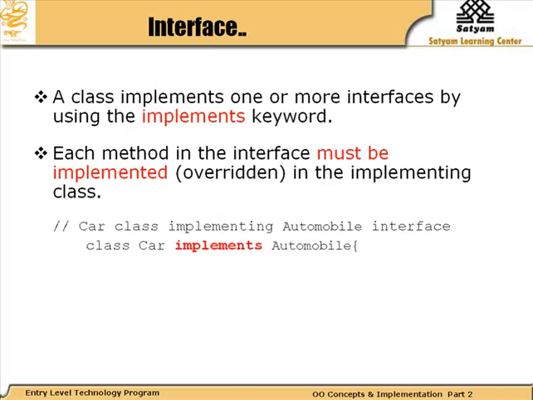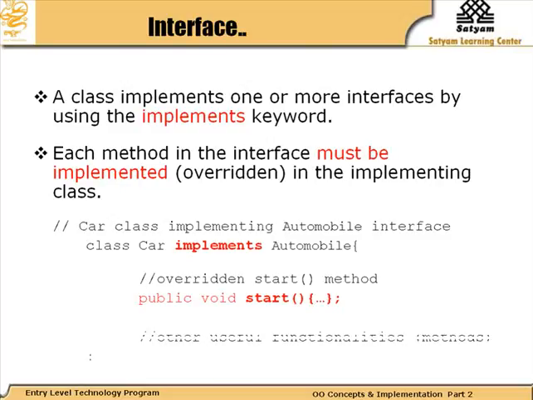Here is an example. Class car implements automobile, which means that class car has to provide the implementation for the start method. The other functionalities of the class car, however, can be specified.